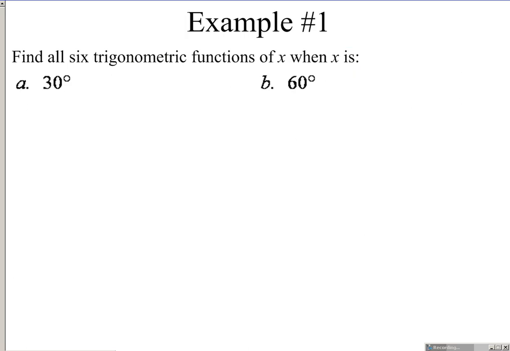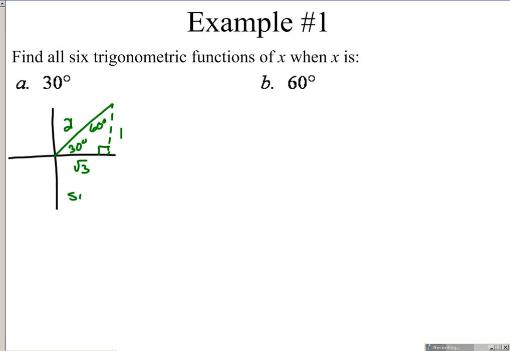Find all 6 trig functions when x is 30 degrees and 60 degrees. Again, anytime we're evaluating functions, draw your reference triangle. Rotated 30 degrees, which means that's 60. So we have root 3, 1, and 2.